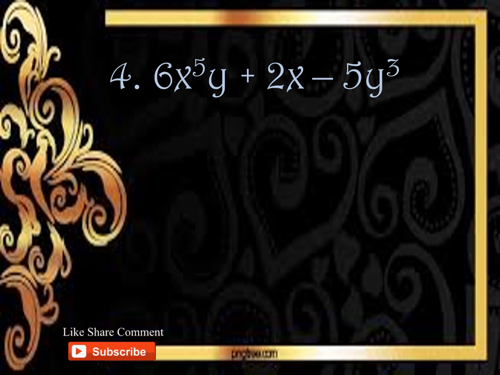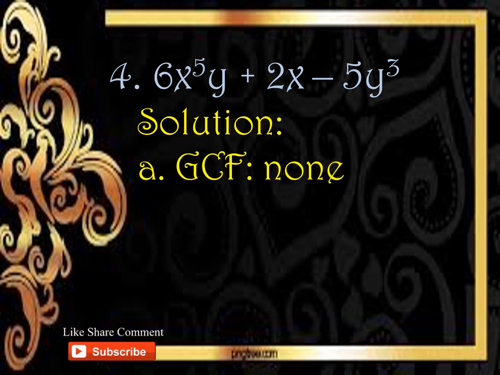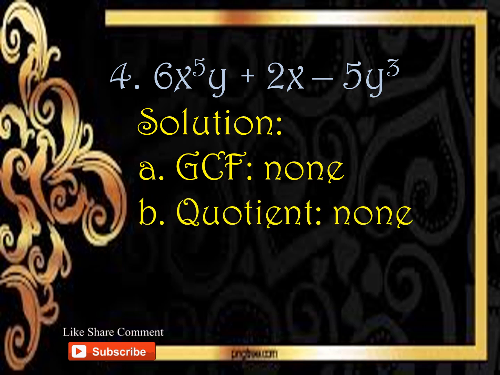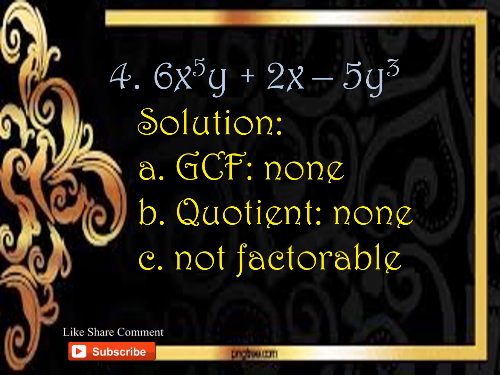Number 4, 6x raised to 5y plus 2x minus 5y cubed. So solution. Let's find the GCF of the three terms, 6x raised to 5y, 2x, and negative 5y cubed. As you can see, there is no common monomial factor between the three terms. So our answer is none. If we don't have the GCF, we also don't have a quotient. So number 4 is not factorable.